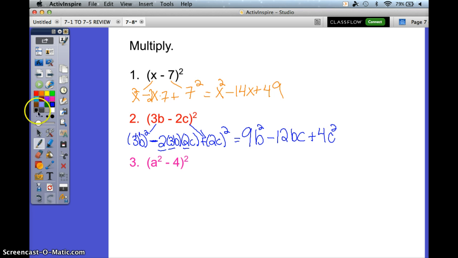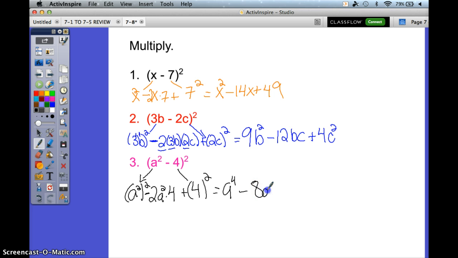All right, how about number 3? Remember, squaring again, you get a squared squared, 4 squared, and that's a plus, minus 2 times a squared times 4, which a squared squared is a to the 4th, minus 8a squared, plus 16.